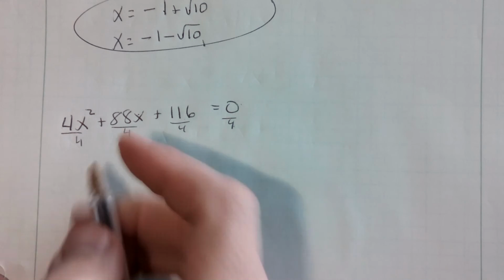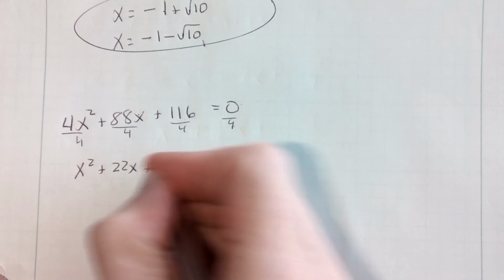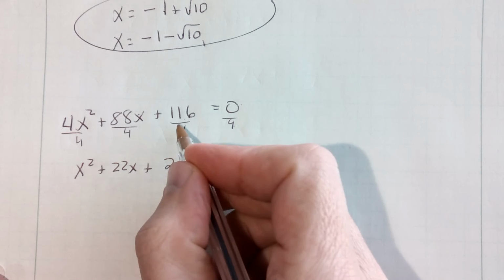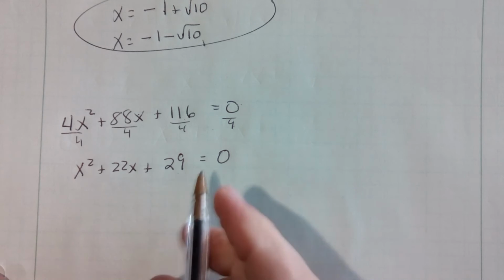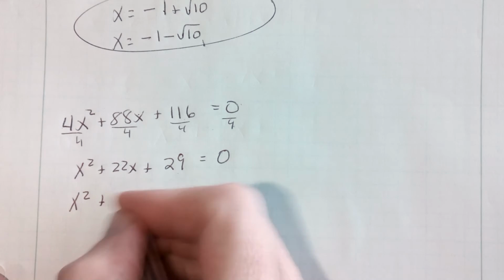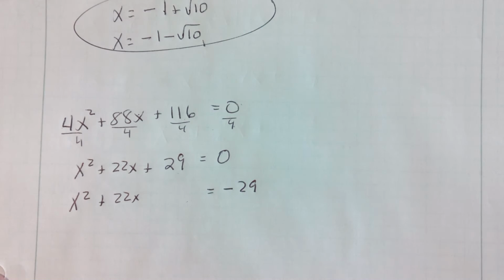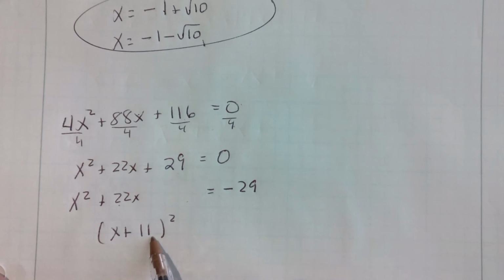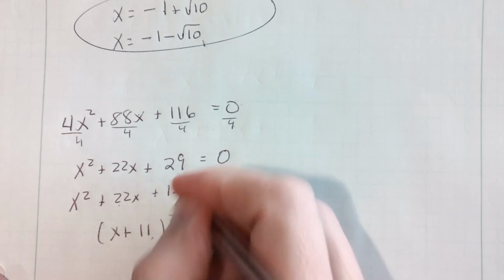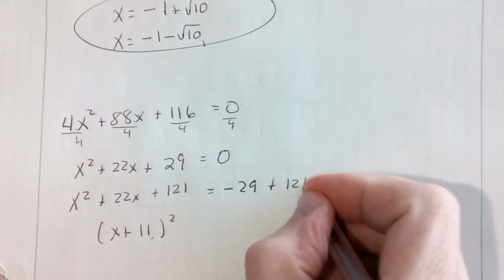I can divide everything by 4 and get x squared plus 22x plus, that's going to be 29, equals 0. Now I'm going to move the 29 over. So I'm going to go x squared plus 22x, I'm going to leave a space, equals negative 29. Now I'm going to take half of this number, which is 11. I'm going to square that 11, which is 121, and add it as a third term. But I added it to the left, so I need to make sure I also add it to the right.